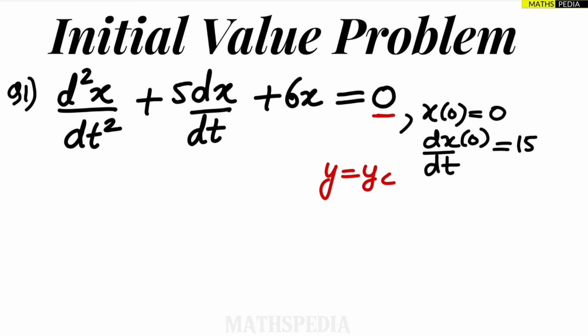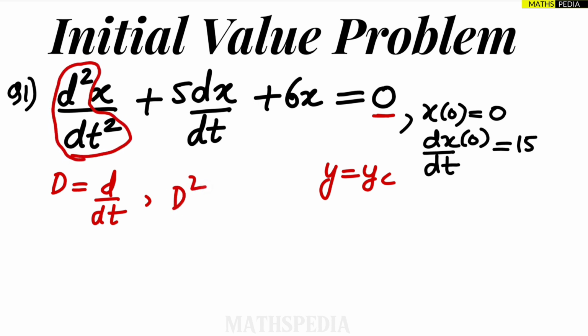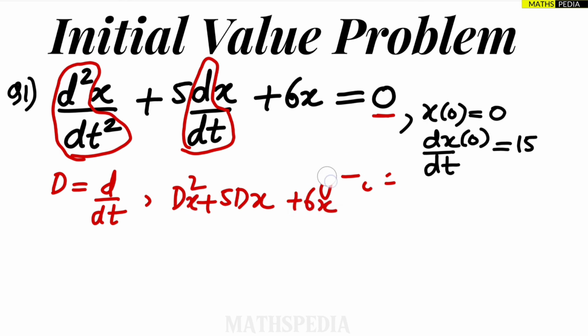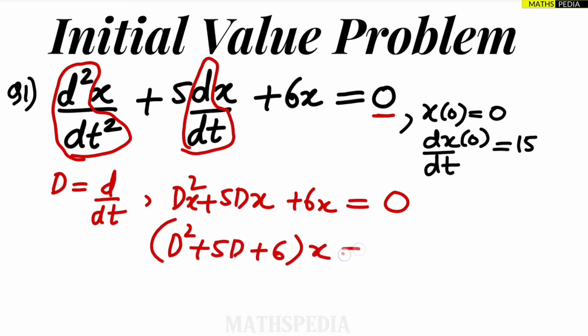So yc, how to find? First you have to write it in this form. Here remember we used to take D as d by dx, but here the variable has changed, it is dt. So assume that d by dt is equal to D. So what will happen to the equation? d square by dt square will become D square, and d by dt will become D, so it will be plus 5Dx. Here also x is there, plus 6x as it is, equal to 0. Now here we can take x common. So (D square plus 5D plus 6) into x is equal to 0.